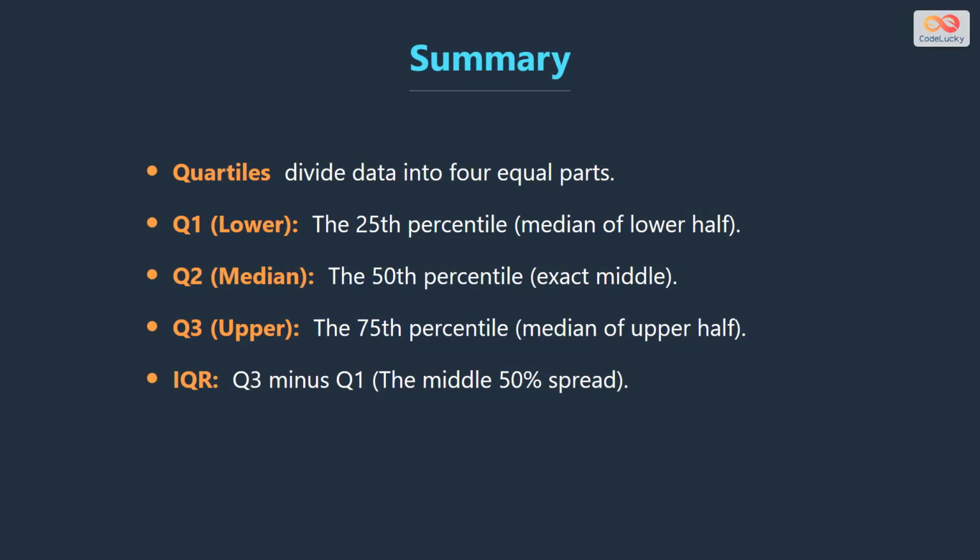To recap, quartiles split data into 4 parts. Q1 is the 25th percentile, the median is the 50th, and Q3 is the 75th. The distance between Q1 and Q3 gives us the interquartile range. Understanding these helps you analyze data spread effectively.